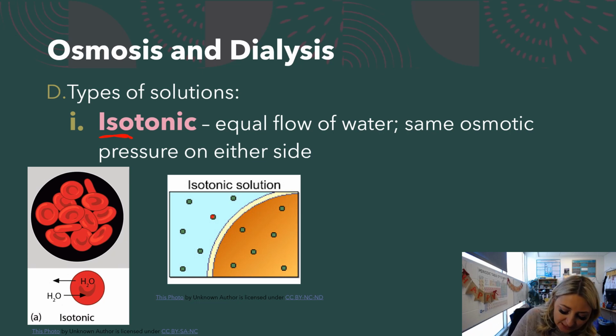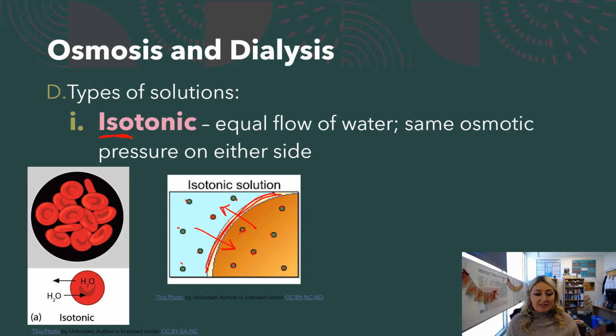So these little green dots are representing our solute, and we have 1, 2, 3, 4, 5, 6. 1, 2, 3, 4, 5. 1, 2, 3, 4, 5, 6. Okay, good. Equal numbers of solute on either side. This is the membrane. So we're going to have equal water flow in and out of this solution.